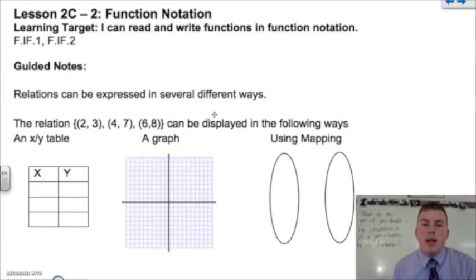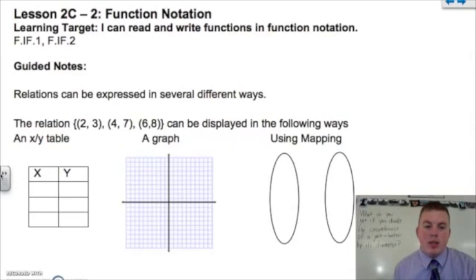So in 2C-2 we are going to be talking about function notation. Our learning target is that I can read and write functions in function notation. So relations can be expressed in several different ways. And what relations do is take two different variables, usually one is going to affect the other, and they're going to link them in some way or relate them.